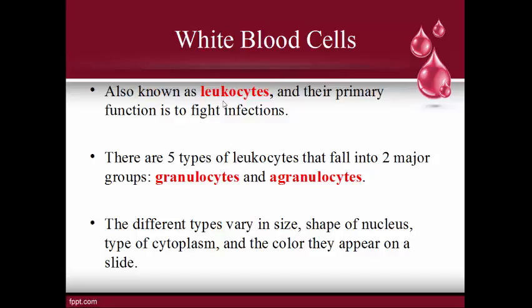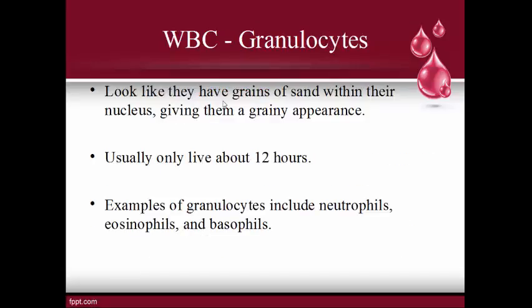Now, there are 5 types of leukocytes, and they fall into 2 major groups: the granulocytes and agranulocytes. And all these cells will vary by their overall size, the shape of the nucleus, the type of cytoplasm, and what color they appear on the slide. First we'll talk about the granulocytes of the white blood cells. And they're called granulocytes because their cytoplasm looks grainy. It looks like there are grains of sand within the cell. That's why they're called granulocytes.